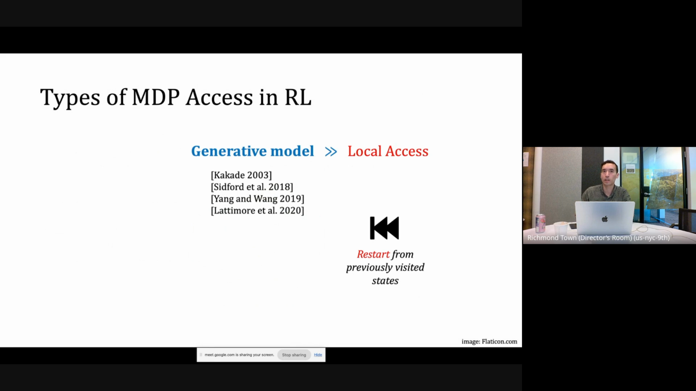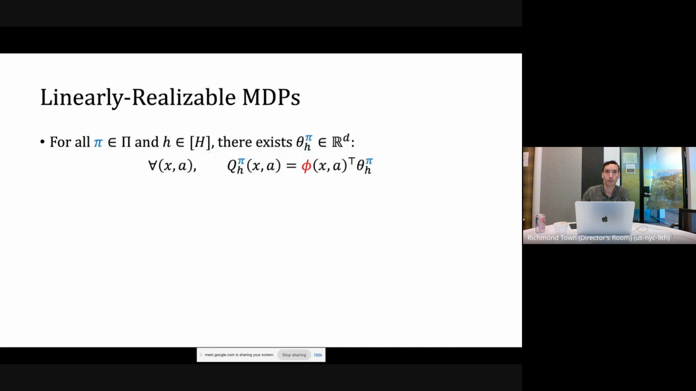Many of you may be more familiar with the generative model or random access model. This is a model that allows you to reset to any state-action pair, even the ones that you haven't visited. And this is, of course, much stronger than local access. When you have local access, it does make many of the settings in the linear function approximation setting tractable, but that's not going to be the focus of this paper. We're going to focus on online access alone.